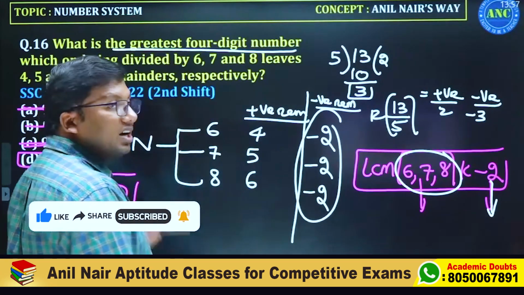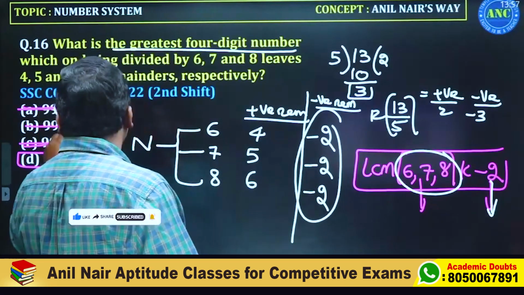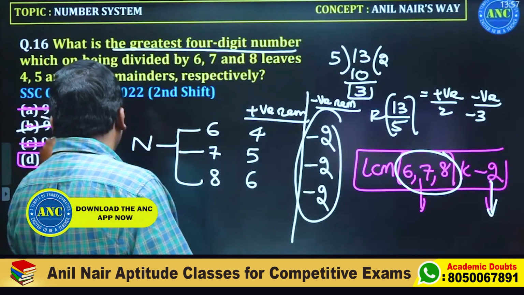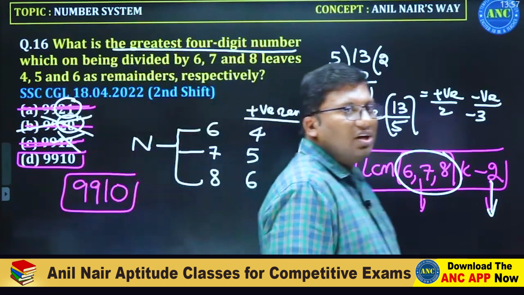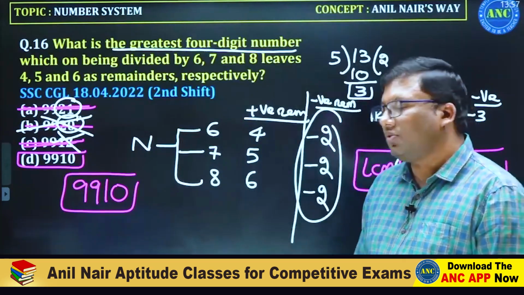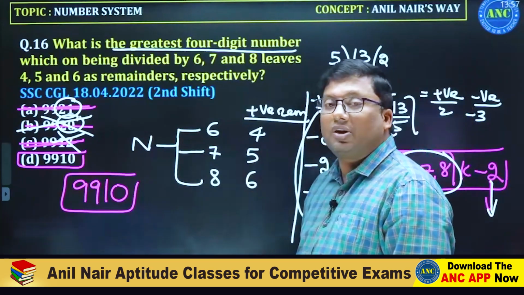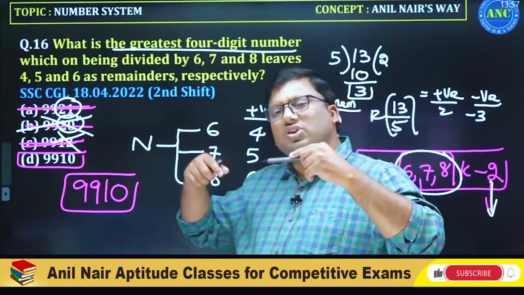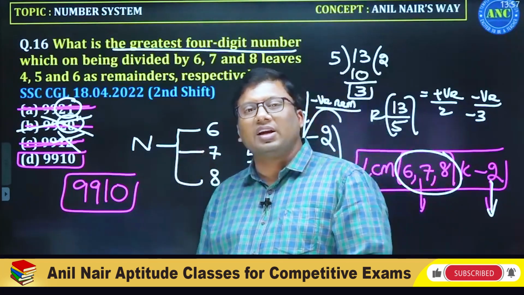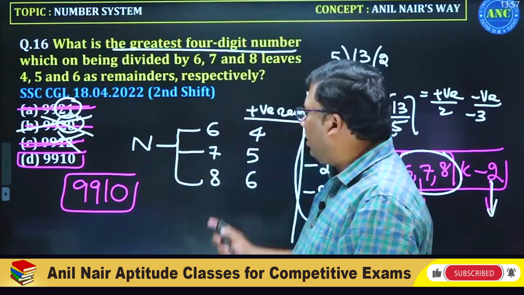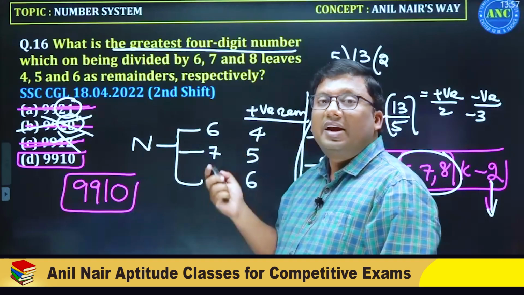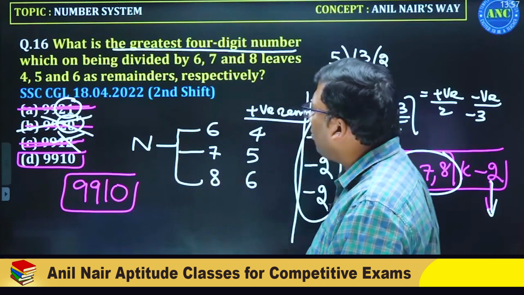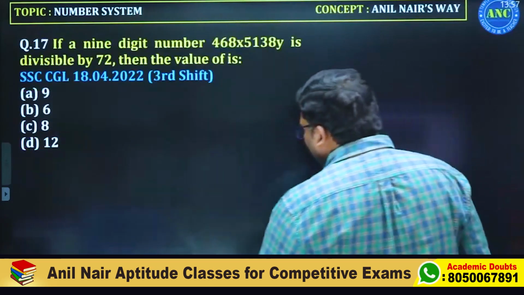21, 4 5s are 20, positive remainder 1. I need negative remainder 2. 12, 4 3s are 12. 10 means 4 3s are 12 minus 2. The answer's negative remainder should be minus 2. You can solve this question from any angle, you will get the answer. The question is based on the negative remainder concept.